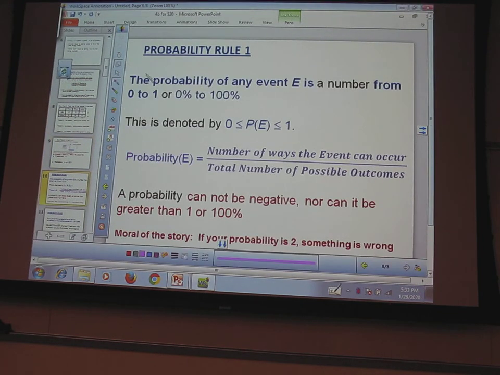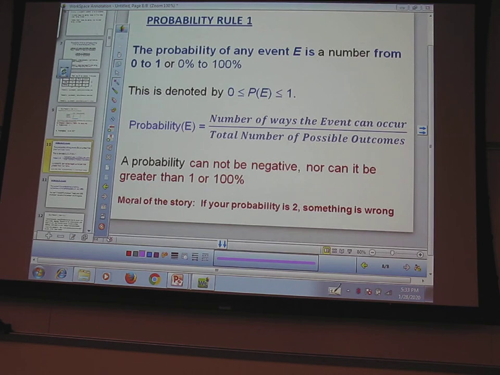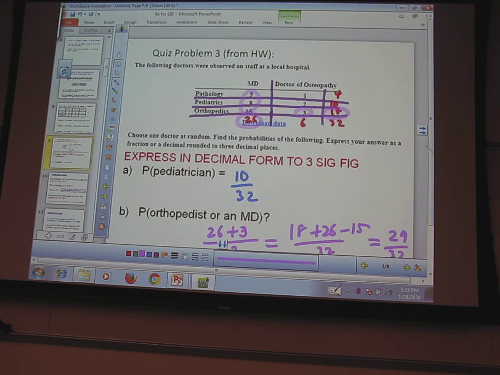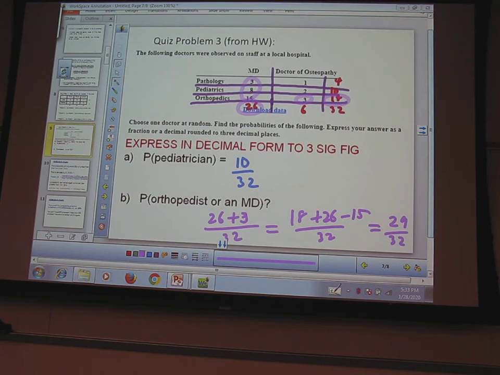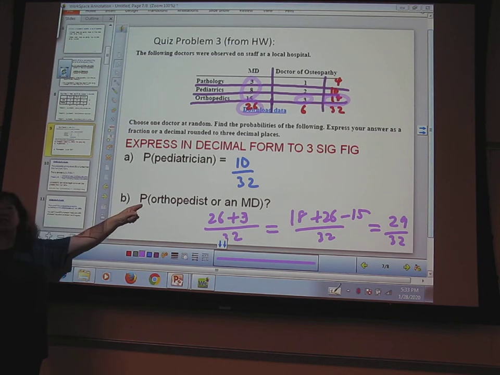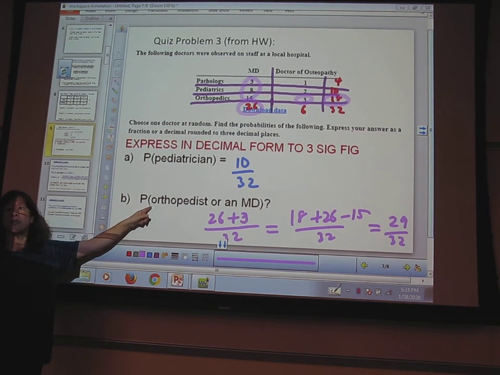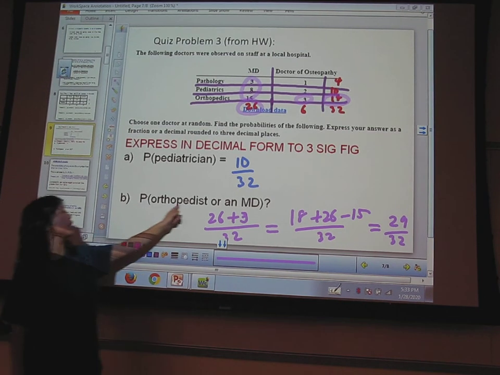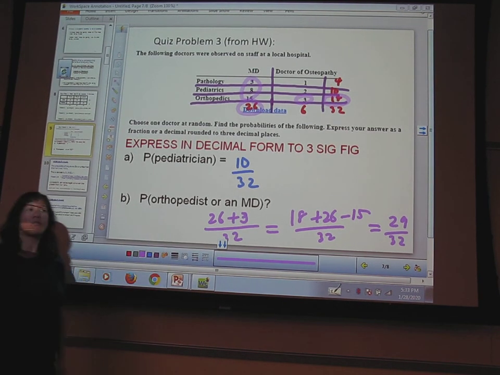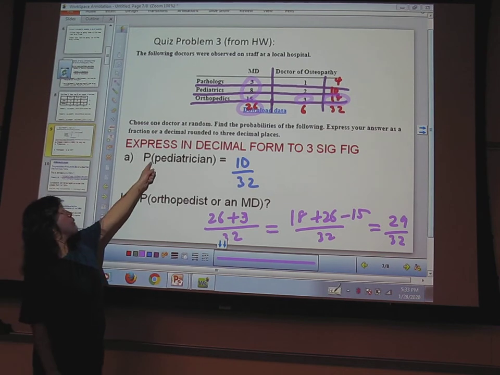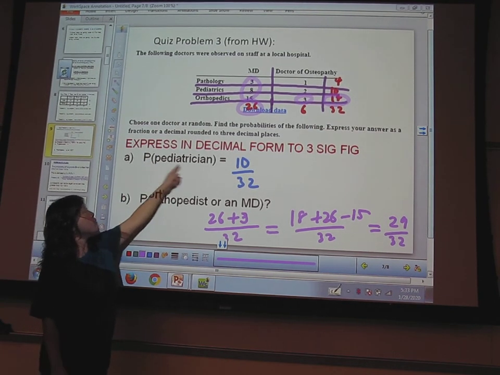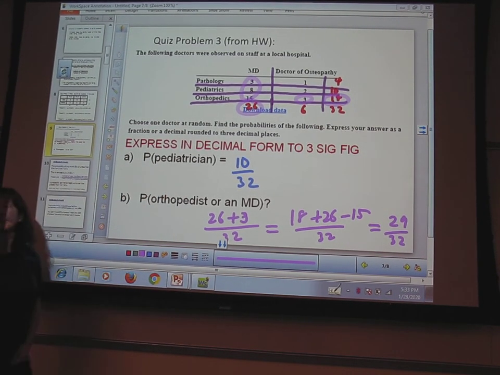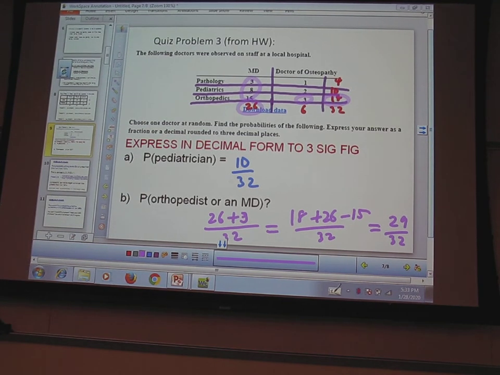Question, yeah. What's the purpose of the P parentheses pediatrician or P parentheses orthopedist? So he's saying, what does this stand for? That's a great question. This means capital P, probability, parentheses means of. Probability of them being an orthopedist or an MD. Probability of pediatrician. It's going to come up a lot.